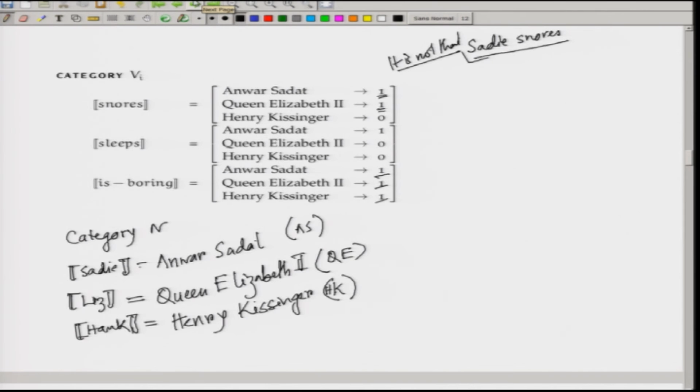Category Vi as such does not have any reference, but then the members of Vi, that is snores or sleeps or is boring, would have references. So, for example, the reference for snores is this function where Anwar is mapped to 1, Elizabeth is mapped to 1, and Henry is mapped to 0. So, yeah, that is the point.